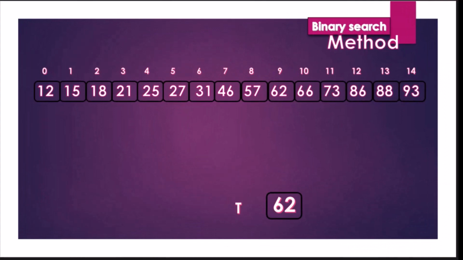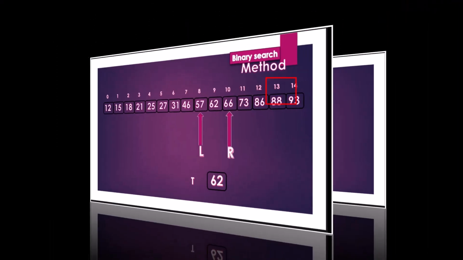Let's take another example. Now we are looking for the target value 62. We set L at the first position and R at the last position. 62 is between L and R. We check with the middle cell, cell 7. Since T is larger than cell 7, we move L to position 8. We check with the middle cell, cell 11. Since T is smaller than cell 11, we move R to position 10. We check with the middle cell, cell 9. T is found at cell 9. So the search ends.